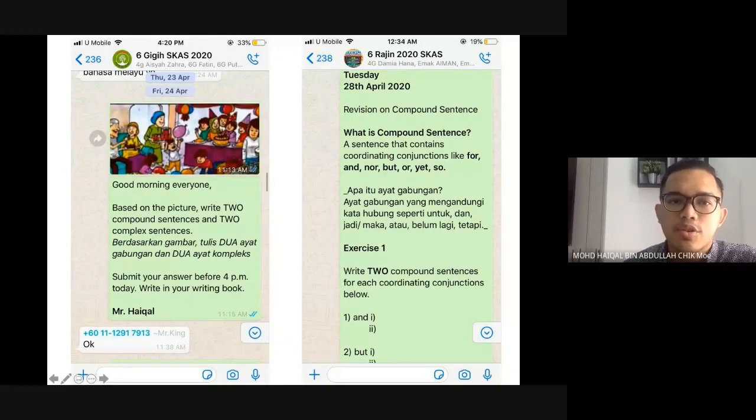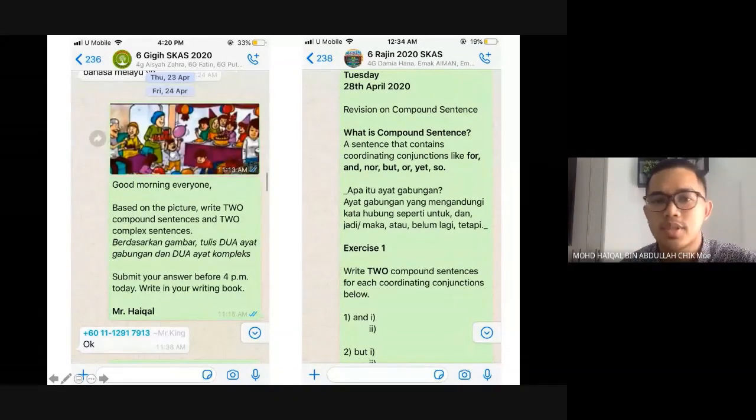And also, like what I told you guys, during this MCO period, we can focus on certain aspects, like sentence types, punctuation and all. This is what I did with my basic students. Just give a picture stimulus and ask them to write two compound sentences and two complex sentences based on the picture, focusing on the sentences. And to another class, I just focus on compound sentences and ask them to write two compound sentences.